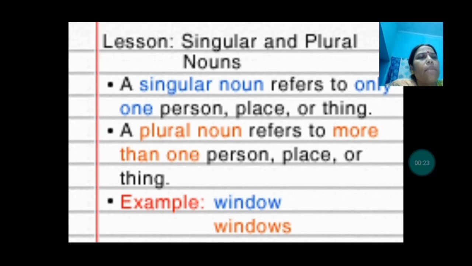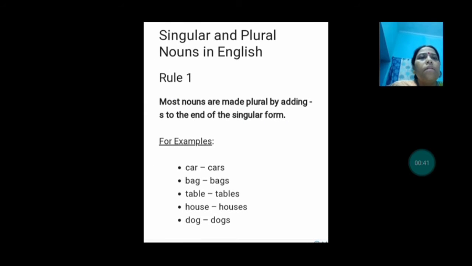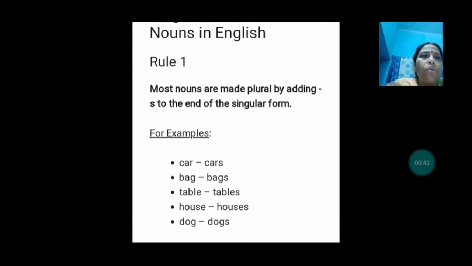So, when we talk about a single thing, that means we are talking about a singular noun. And when we talk about more than one thing, that represents a plural noun. For example, window, and the plural of window is windows. Now we will learn about some rules.